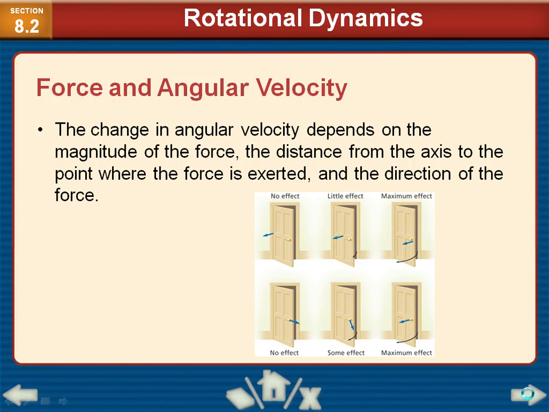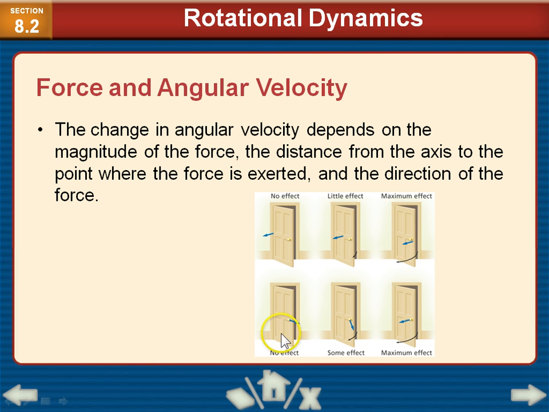You could see, if we're pushing on a door, that how far we push from the hinge is going to make a difference. If you're pushing real near the hinge, you're really not going to have much effect on the door. If you're about halfway out on the door, you'll have some effect on getting the door to open or close, basically changing its angular velocity. If you want to have the maximum effect, you're going to push all the way out or pull on the doorknob. That's going to give you the maximum effect.